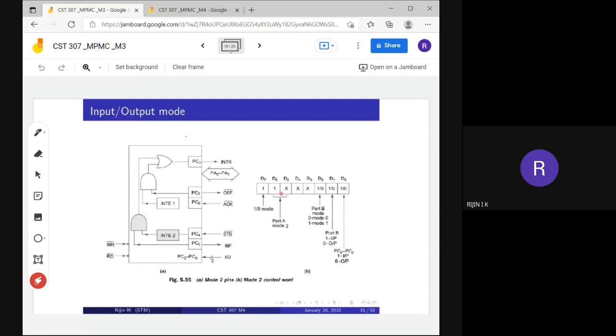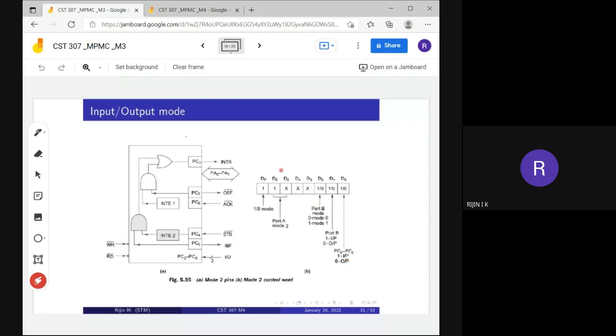Also, D2, D1 and D0 can be used for mode B, and this is for port B, either mode 0 or mode 1. It can operate in that mode, and port B can be set as input or output. Similarly for the port C bits. Okay, so we do not need to consider that.